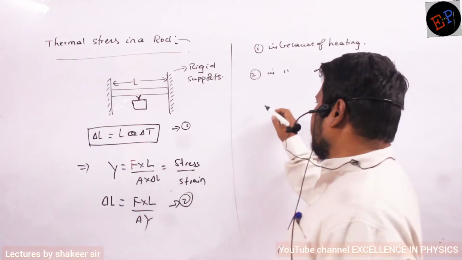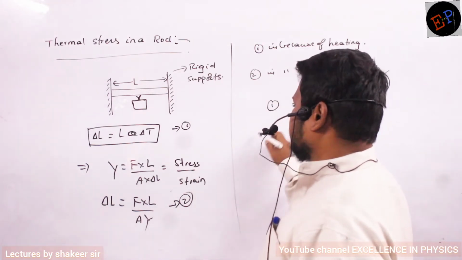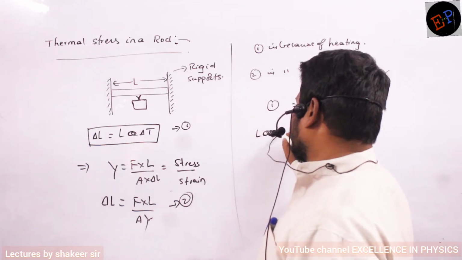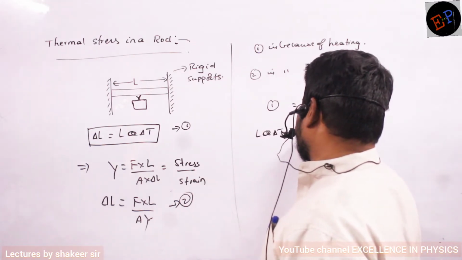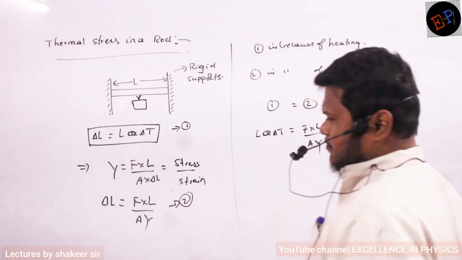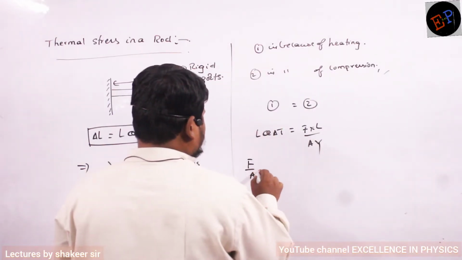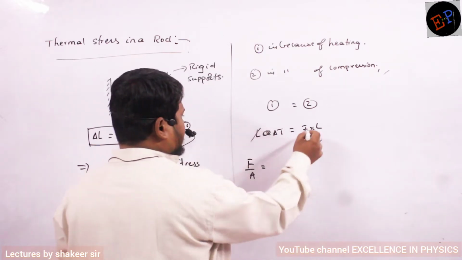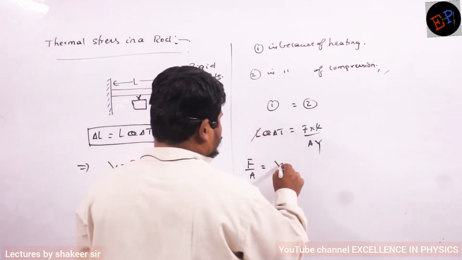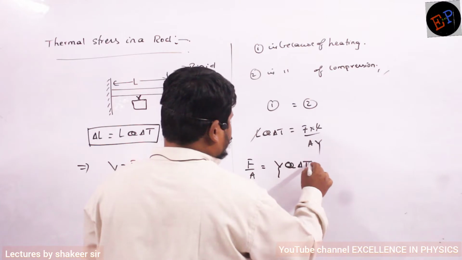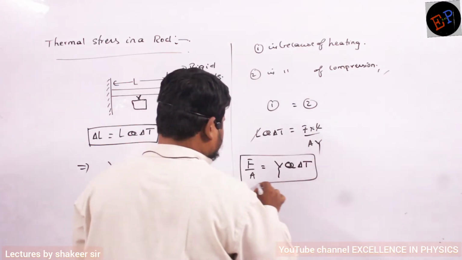So therefore what do I write? 1 should be equal to 2. So write L alpha delta T is equal to F into L by A into Young's modulus. Clear? I want the force per unit area, F by A. Length and length get cancelled, so it is Y alpha delta T. A very, very, very important relation.